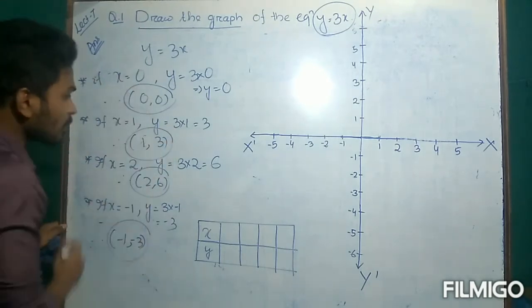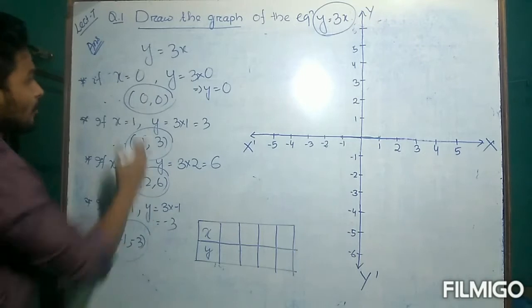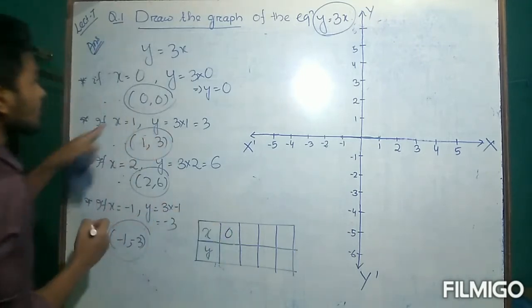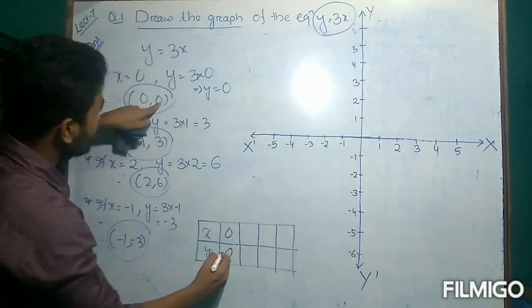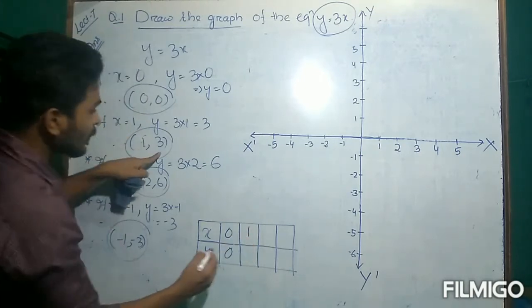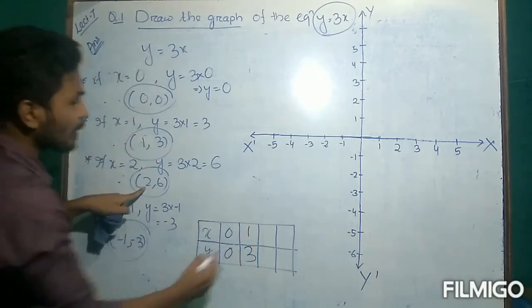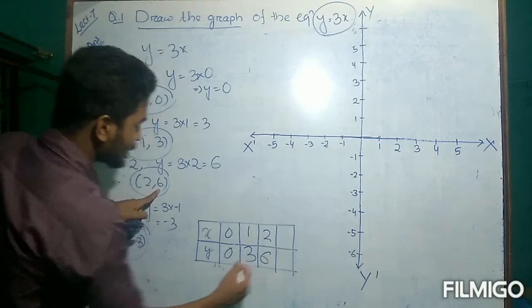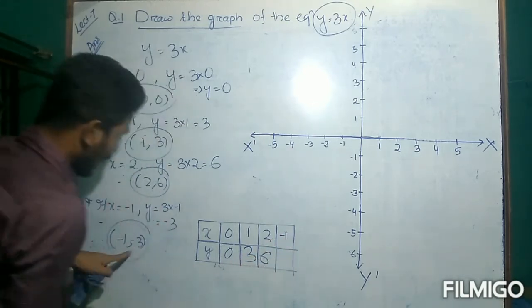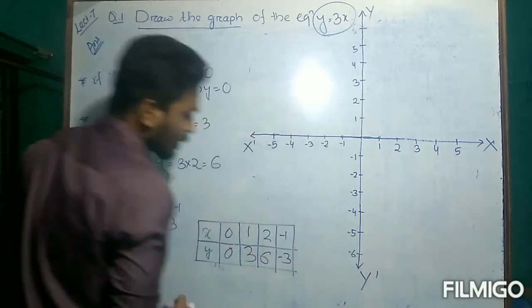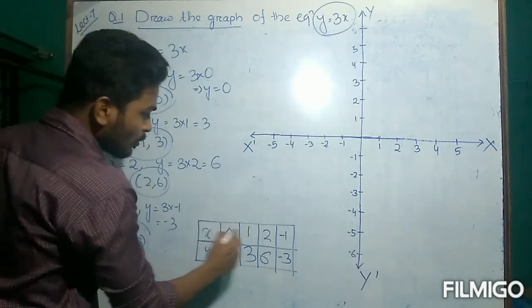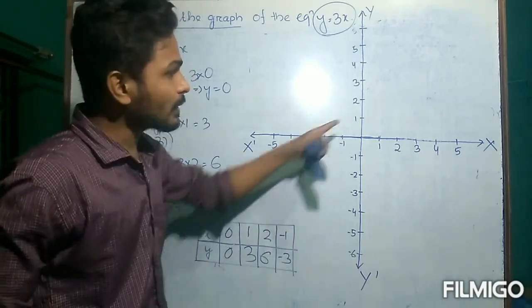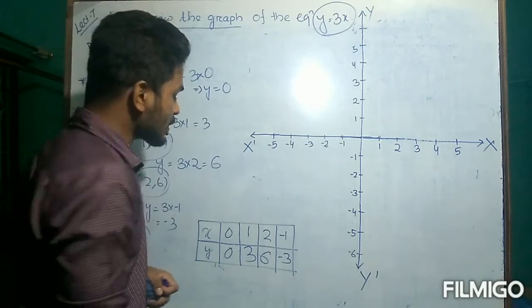Okay, so let's write those solutions in tabular form. So you have to write the first solution, x coordinate is 0, y coordinate is 0. x coordinate is 1, y coordinate is 3. x coordinate is 2, y coordinate is 6. x coordinate is minus 1 and y coordinate is minus 3. Okay. The next step is to represent all these points on this Cartesian coordinate system.